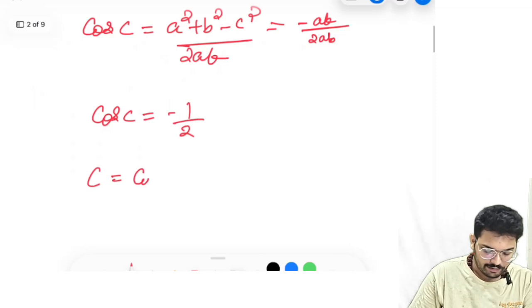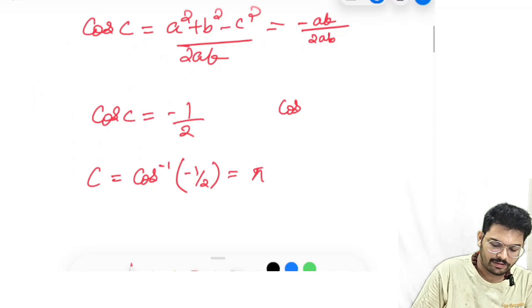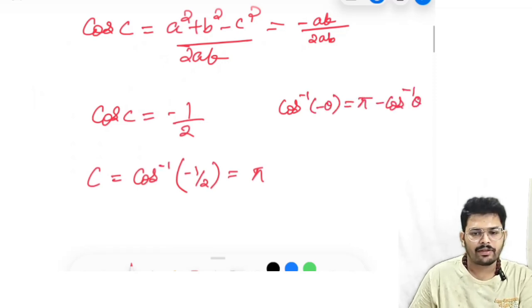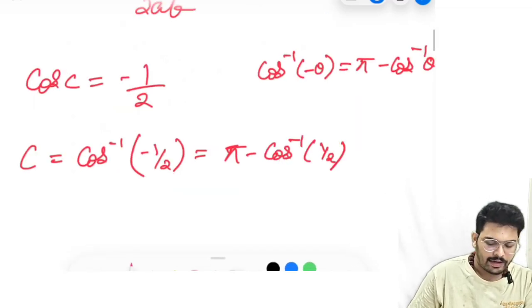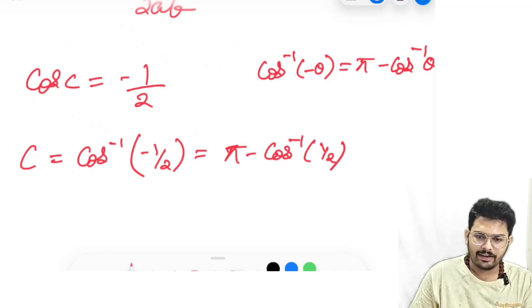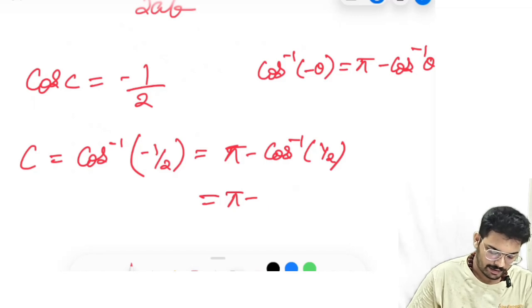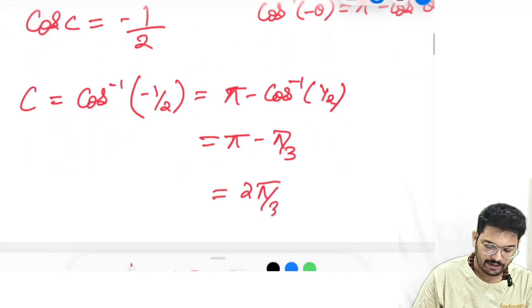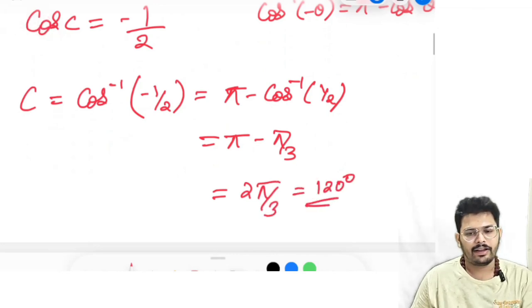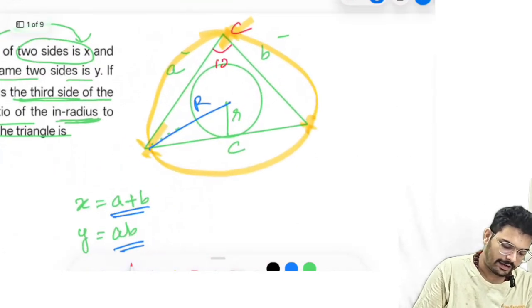Now C will be equal to cos inverse of minus 1 by 2, which is equal to cos inverse of minus theta, which will be equal to pi minus cos inverse of theta. So this will become pi minus cos inverse of 1 by 2, and cos 60, that is cos pi by 3, equal to 1 by 2. That means cos inverse of 1 by 2 will become pi by 3 or 60 degree. So this will become 2 pi by 3, which is equivalent to 120 degree. Now we have this angle equal to 120 degree.